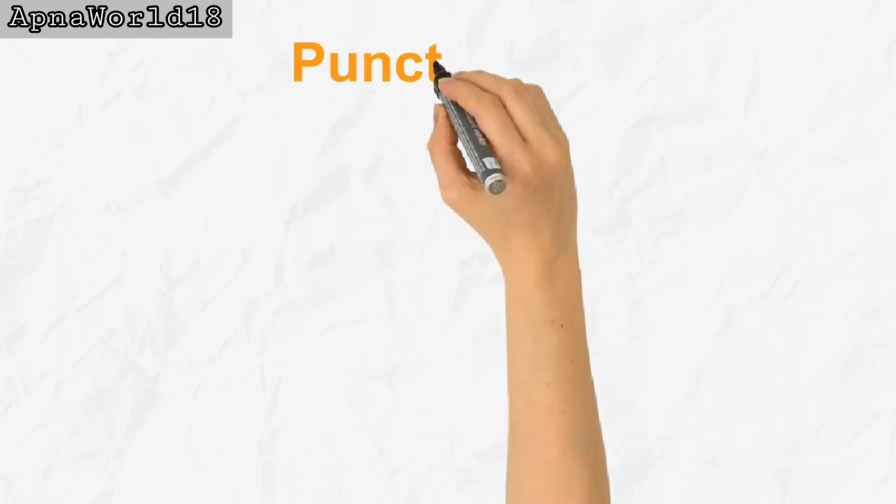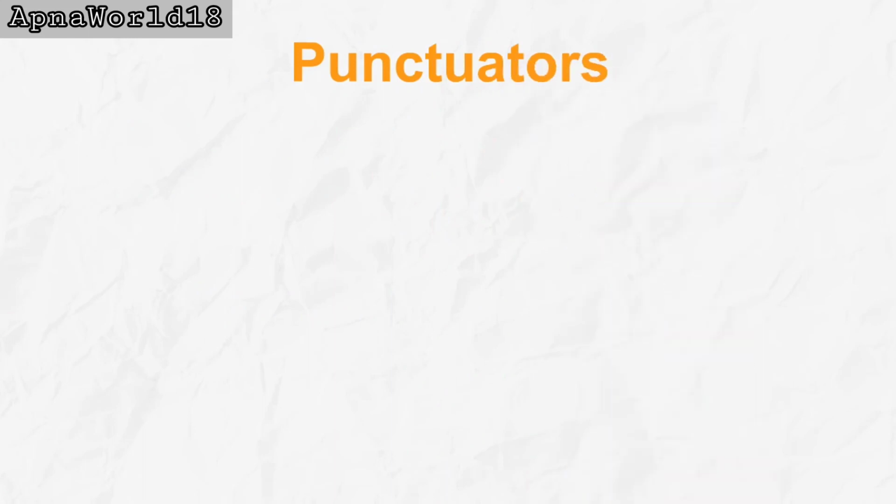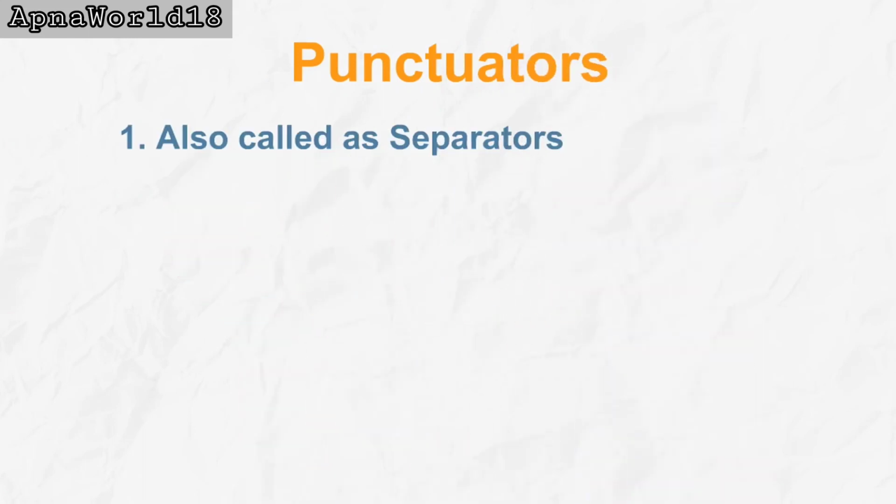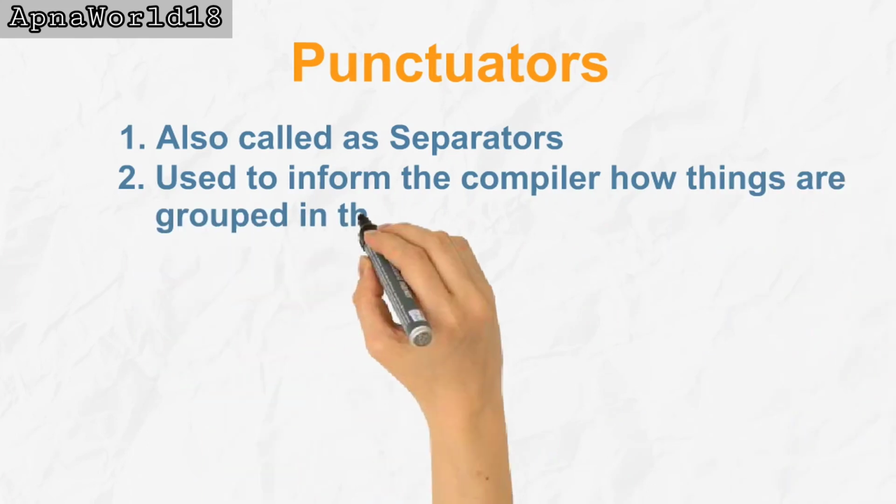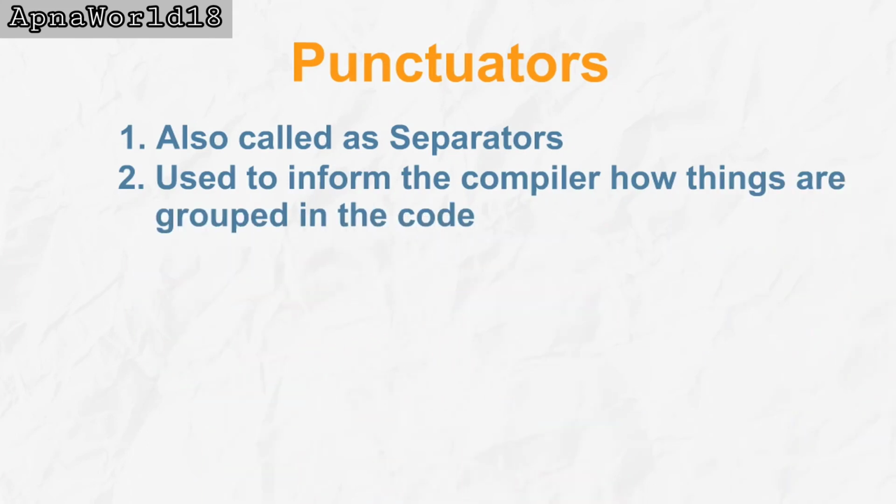Now let's take a look at punctuators. They are also called separators and are used to inform the Java compiler of how things are grouped in the code. The most commonly used punctuator in Java is the semicolon. It is used to terminate statements. We are going to show how to use them as we start writing the programs.